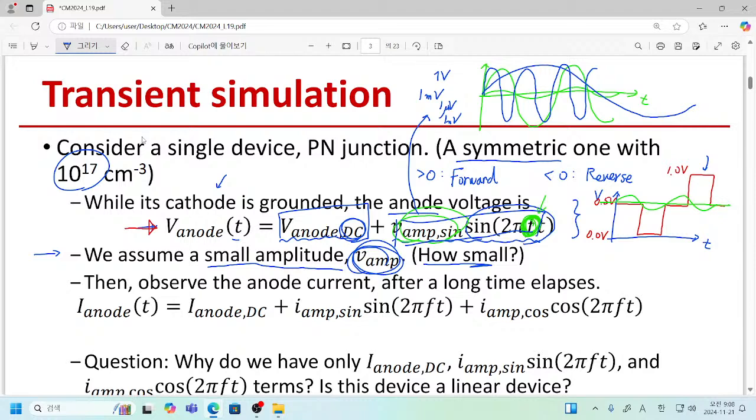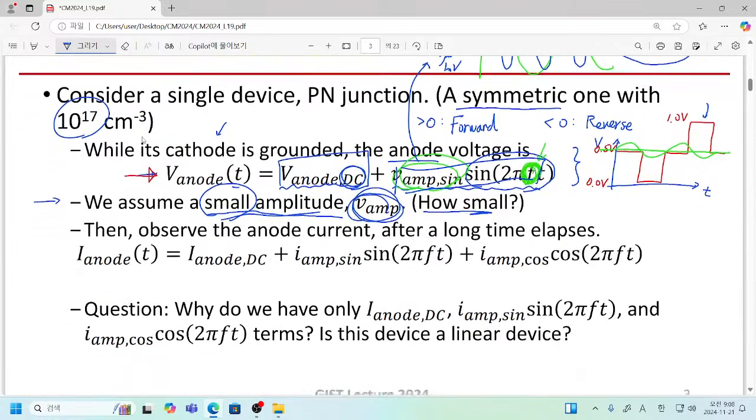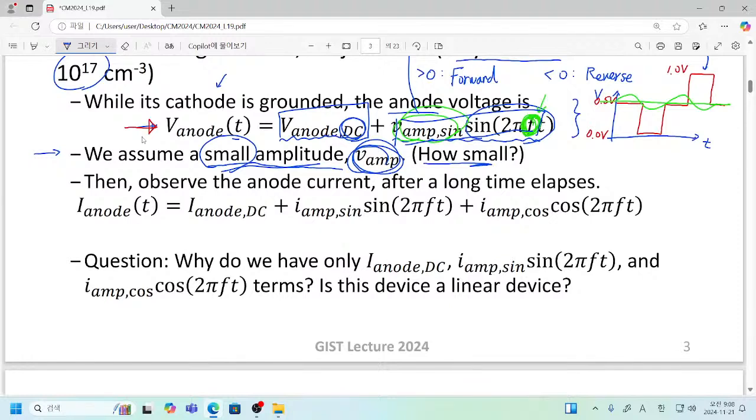Of course, the definition of small is a little bit ambiguous. So, what is small? Is this number really small or not? It is a little bit difficult to say. However, anyway, we can consider two different extremes, small amplitude and large amplitude, and we will consider only the small amplitude case in this case.